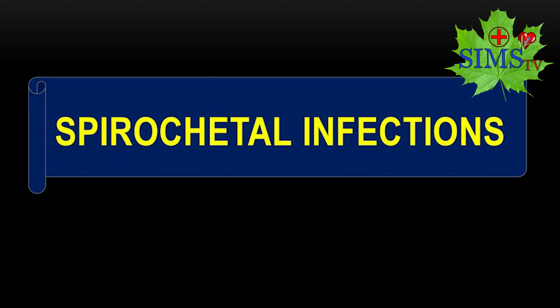Next, spirochetal infections, leptospirosis and syphilis. These are the common ones, and other spirochetal infections are also there, but these are the common and important ones. So if these infections occur, they obstruct the bile duct, and then it will cause the yellow jaundice.